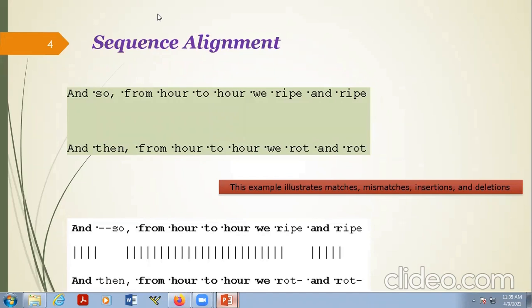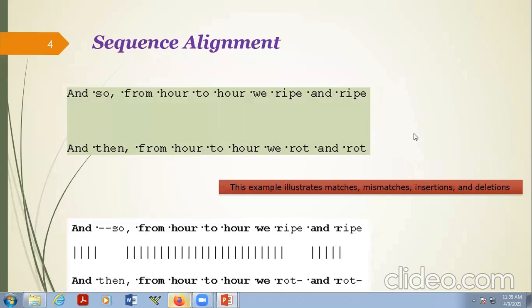No, this is just an example. We will not have these sort of things in alignment actually. This is an example actually. We already know this sentence and this sentence as well. So this is just an alignment example from the English language. Otherwise, in sequence alignment, there is nothing like this.